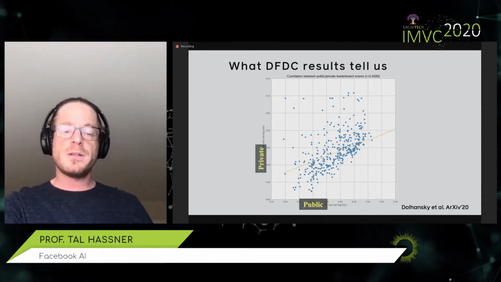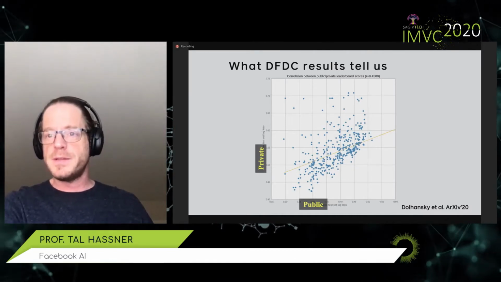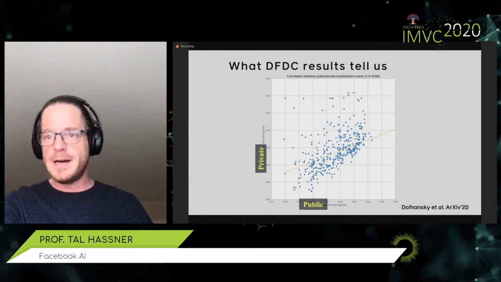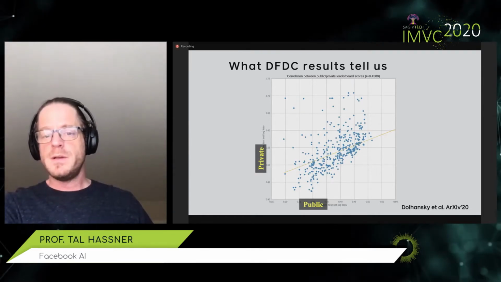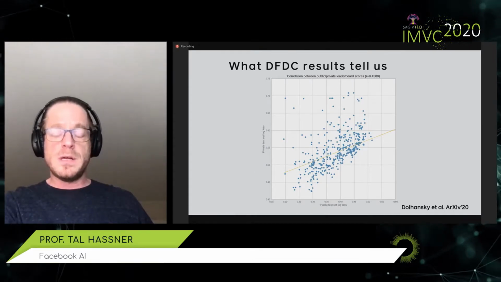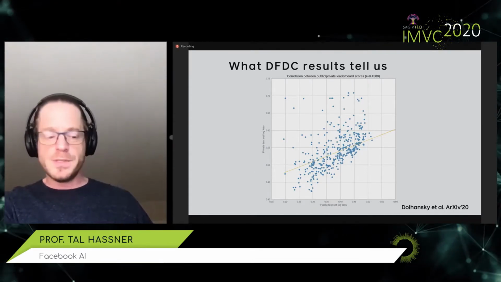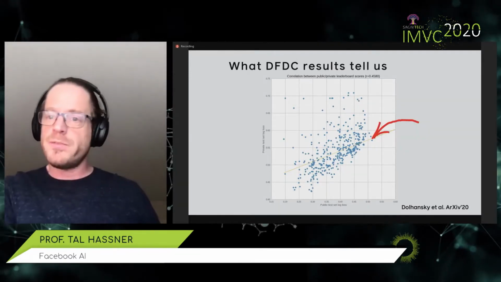Its position along the y-axis is its score on its accuracy, the deepfake detection accuracy on the private held out set, which I remind you includes methods that were not released to the public set. And this scatter plot is interesting because of a particular point which I want to draw your attention to, this point right here.